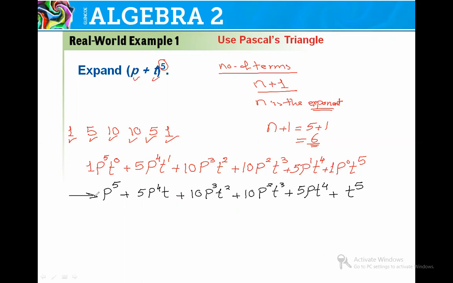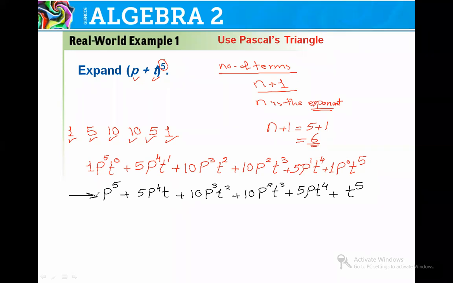And this is a rule, and I wrote the rule here. The number of terms is n plus 1, where n is the exponent. Our exponent is 5, so 5 plus 1 is equal to 6. After that, I get the coefficients from the Pascal triangle, which are 1, 5, 10, 10, 5, 1.